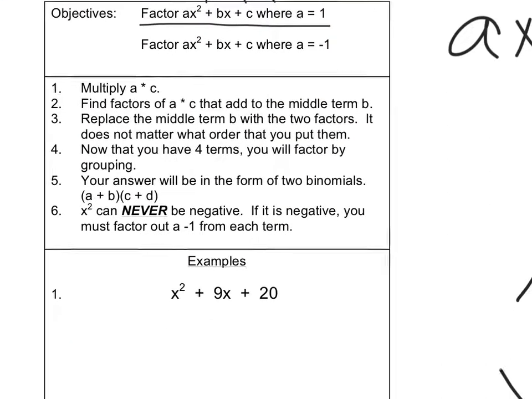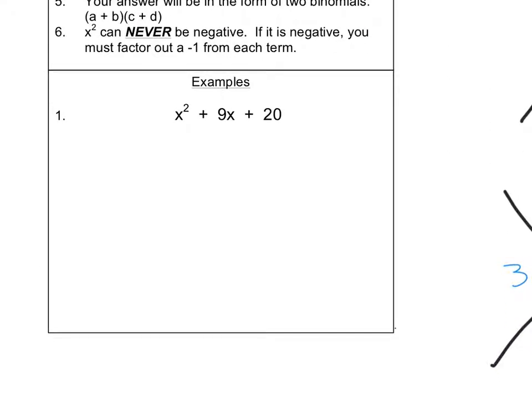Let's go ahead and get through the examples. All right, first example. The first thing I want to do every time is identify what is a, what is b, and what is c. In this case, a is the number in front of x squared. Well, there's no number there, so in this case, a is going to be 1.